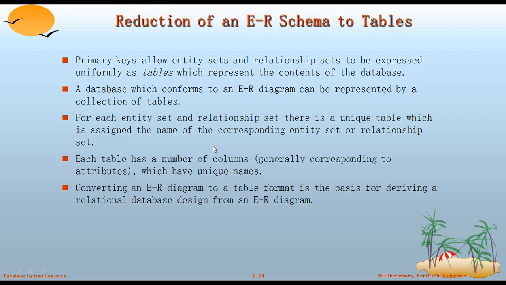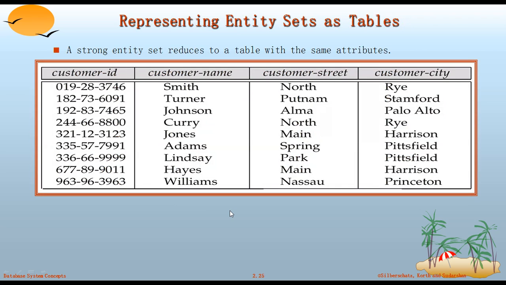For each entity set and relationship set, there is a unique table which is assigned the name of the corresponding entity set or relationship set. Each table has a number of columns, generally corresponding to the attributes, which have unique names. Converting the ER diagram to table format is the basis for deriving the relational database design from an ER diagram. A strong entity set reduces to a table with the same attributes.